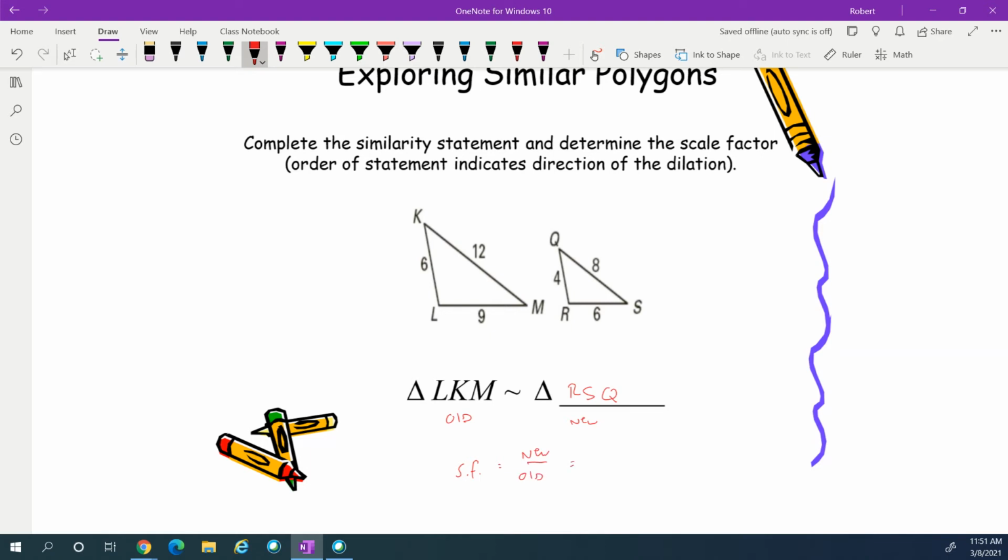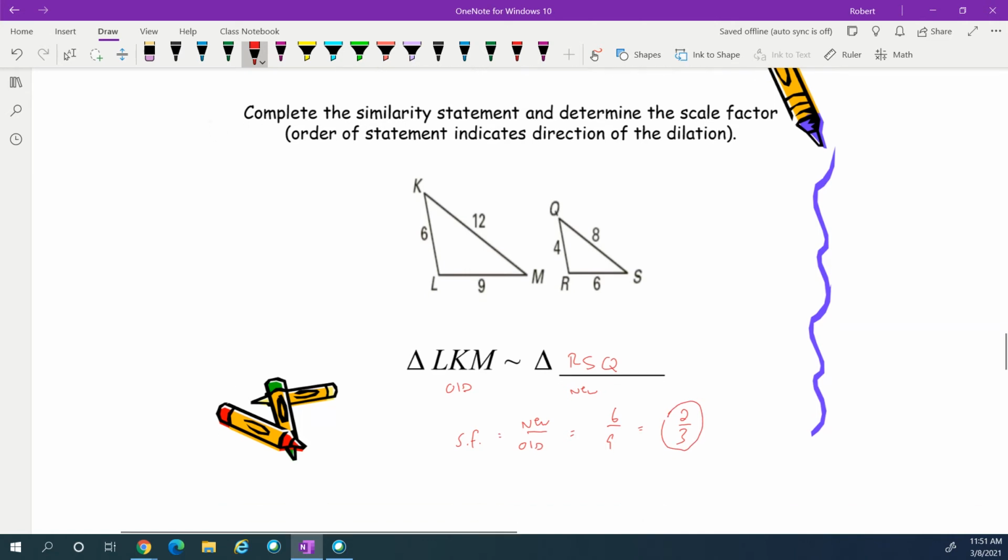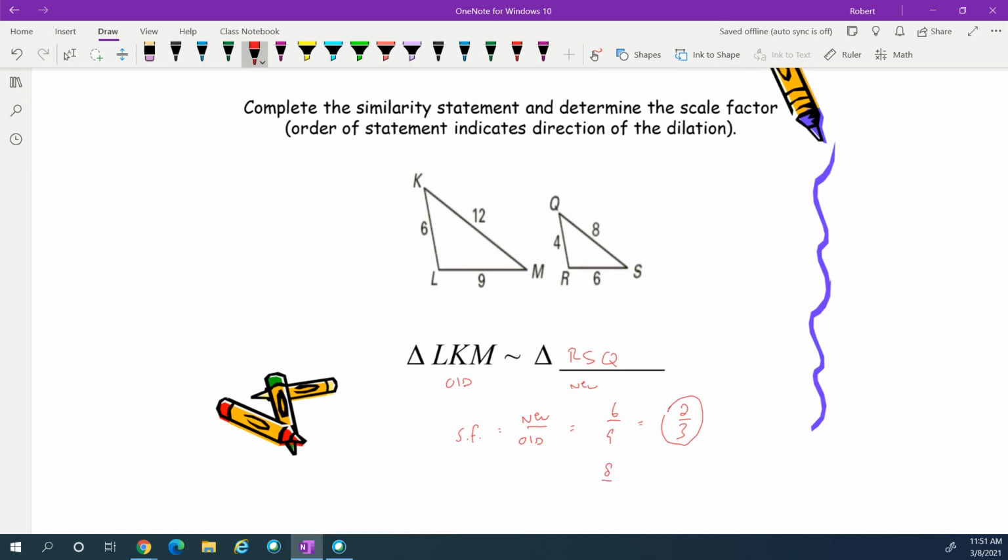Now we can do any pair of sides. It makes no difference because they all use the same scale factor. So for example, I could do 6 over 9, and my scale factor is 2/3. It got smaller, so I expect something between 0 and 1. If I did 8 and 12, this would still reduce to 2/3. So it does not matter what pair of sides. They all will reduce to the same scale factor. It is a common scale factor.